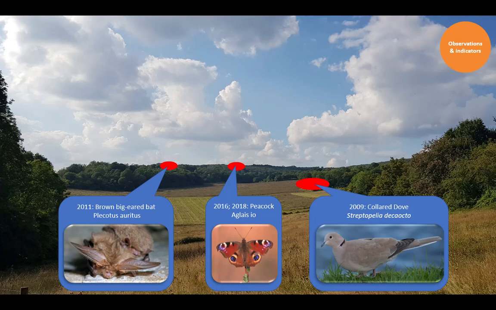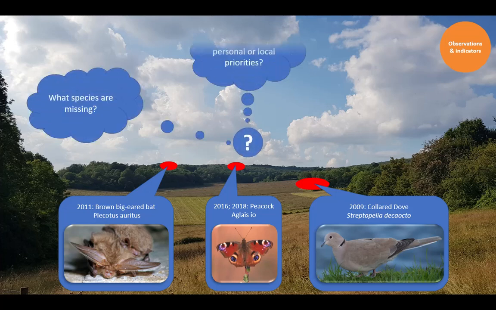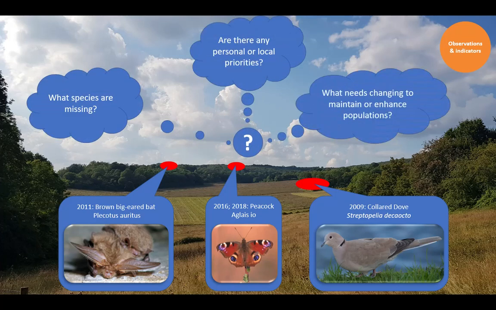So it's starting to give us an idea of what's here, but it also may lead us to some questions such as maybe what's missing from this landscape? What should be there? Are there any personal or local priorities that maybe need to be addressed? And what needs changing to maintain or enhance these populations? Let's, for example, pick maybe butterflies and bats. What do we need to do in this landscape to actually improve it for their populations of these species?